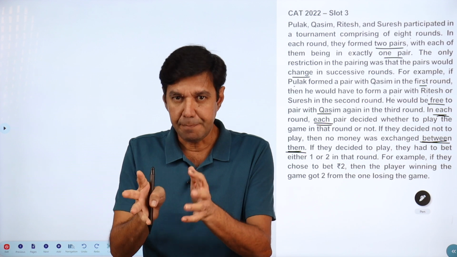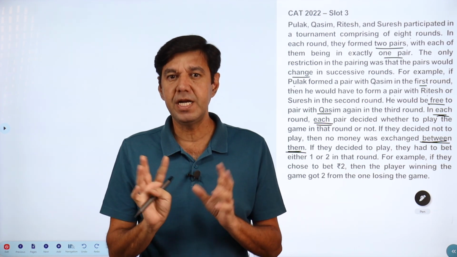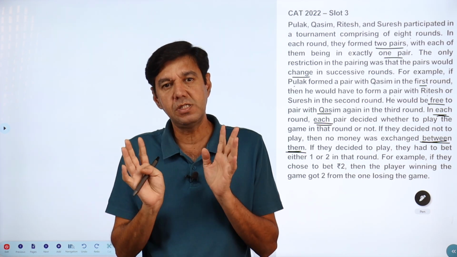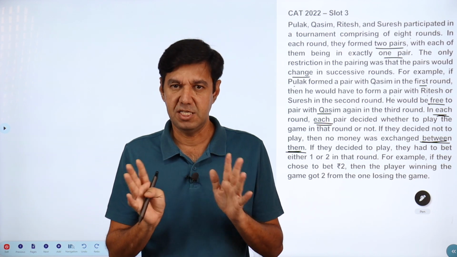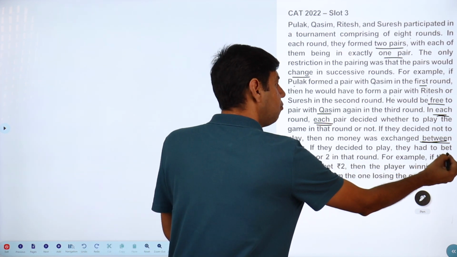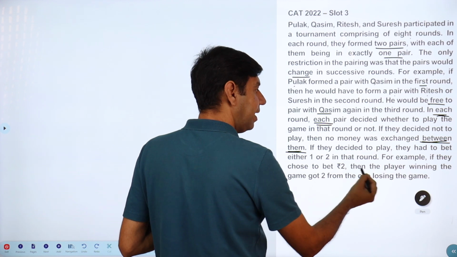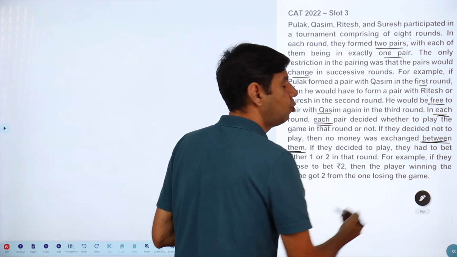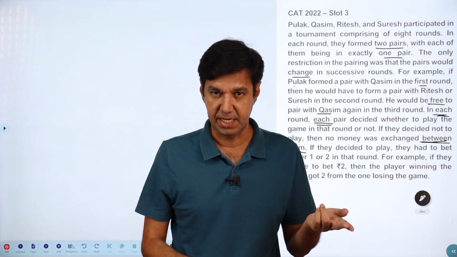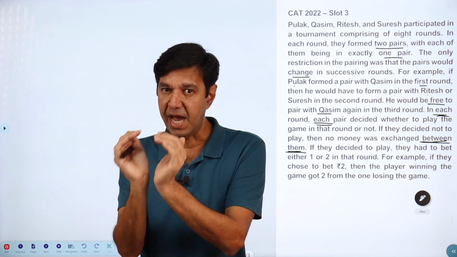Now take a pair. Now they'll decide, should we play or not? If they don't, then nothing happens. No one exchanges money. But if they decide to play, they would bet 1 or 2 in that round. And if they chose to bet 2, then the player winning the game got 2 from the player losing the game. And this is talking about each pair.